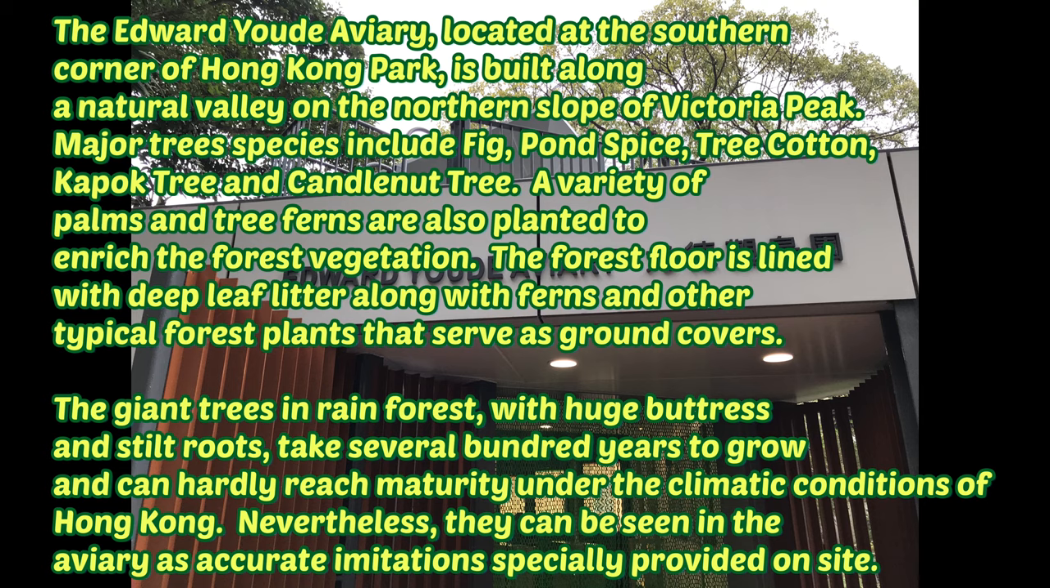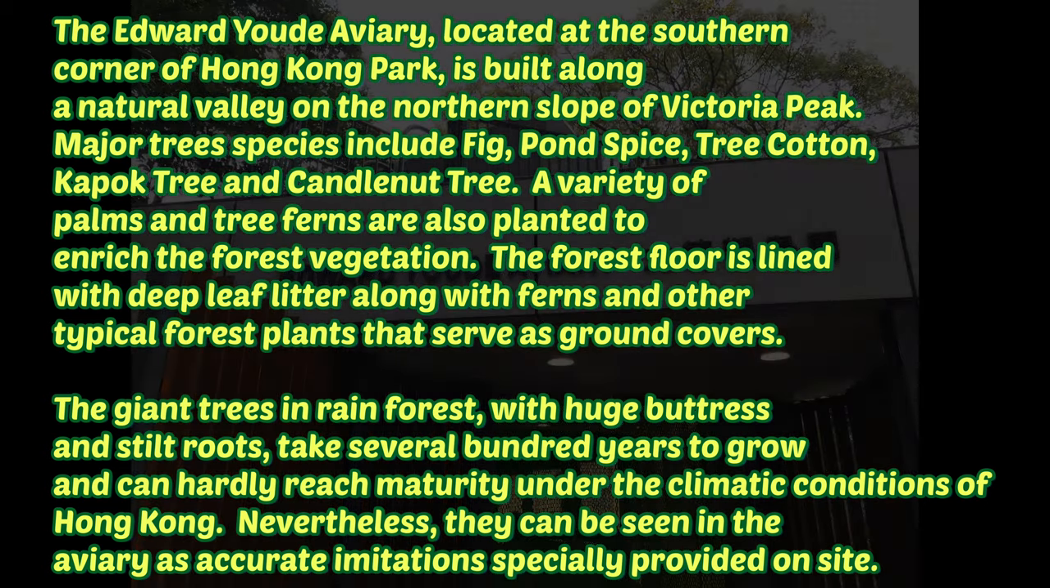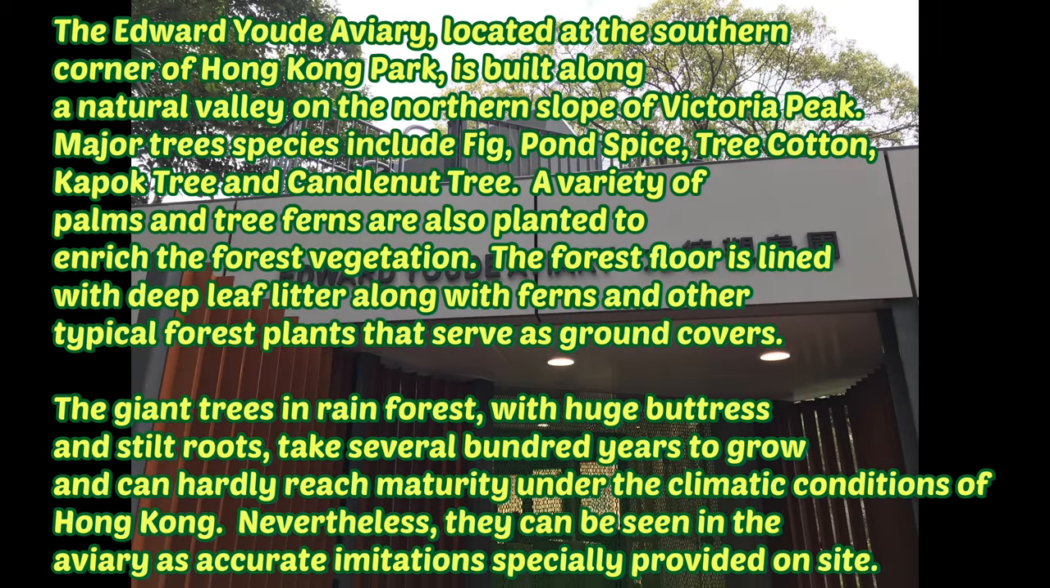The forest floor is lined with a deep leaf litter along with the ferns and other typical forest plants that serve as ground covers. The giant trees in the rainforest with the huge buttress and stilt roots take several hundred years to grow and can hardly reach maturity under the climatic conditions of Hong Kong. Nevertheless, they can be seen in the aviary as accurate imitations specifically provided on the site.